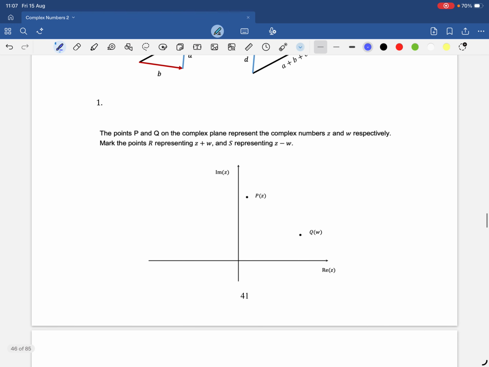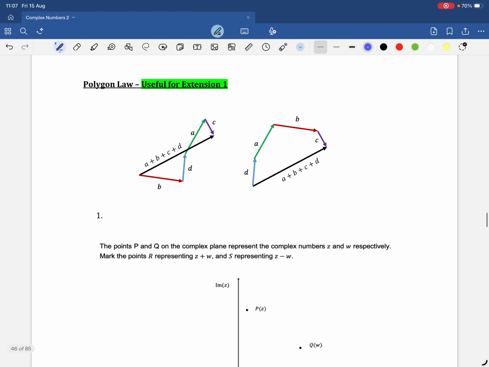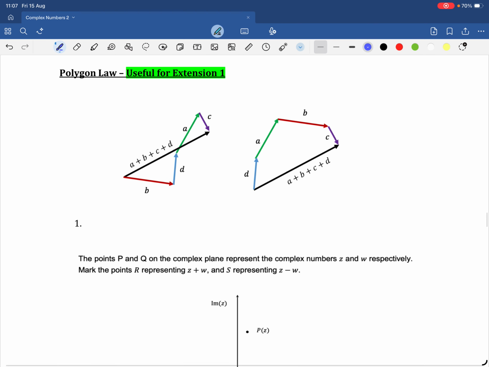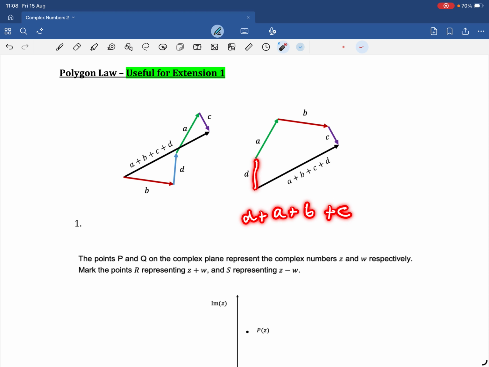So I've got our polygon law from extension 1. Basically it's saying we've got A plus B plus C, which is just plus D, which is simply going from B to C. And then we've got A plus B plus C plus D. We're just again adding the vectors together. We can see D is the first one on the diagram. So if we add these together, since this is the same as saying D plus A plus B plus C, we're just going along this, and that's going along from there. So remember, a vector is just where we're starting and where we're ending.